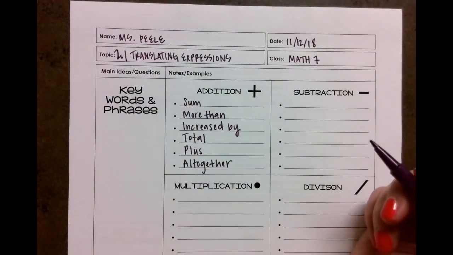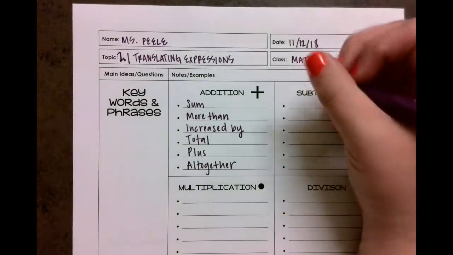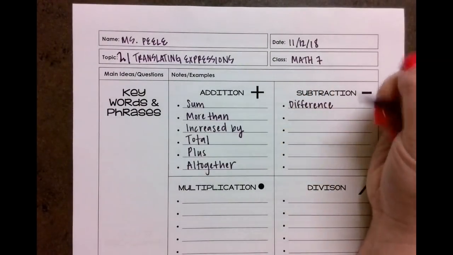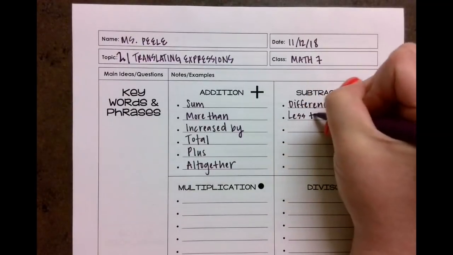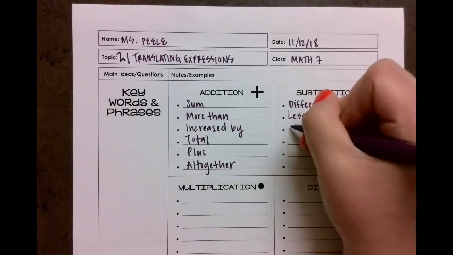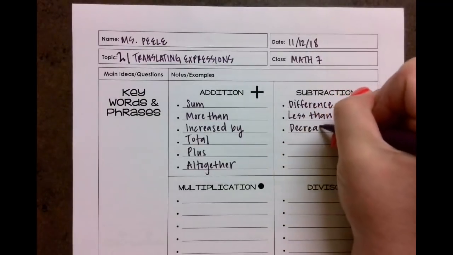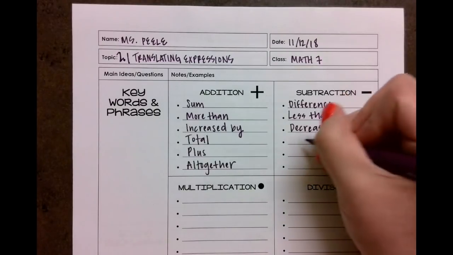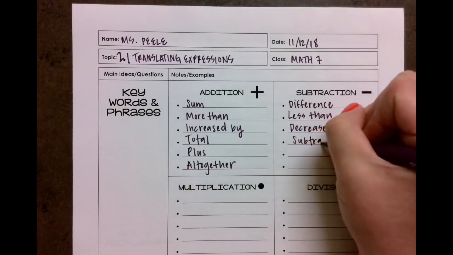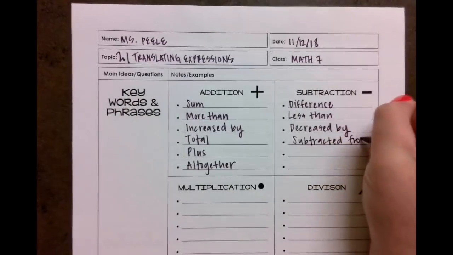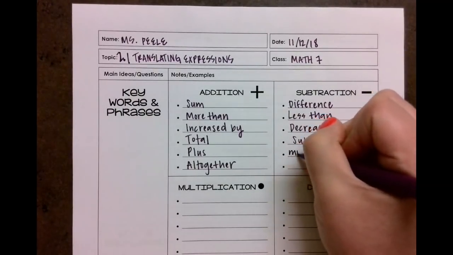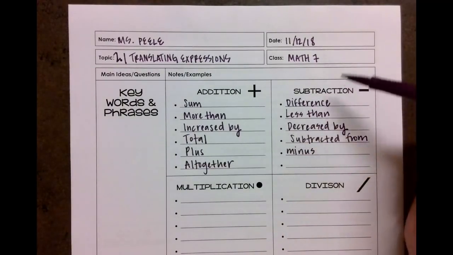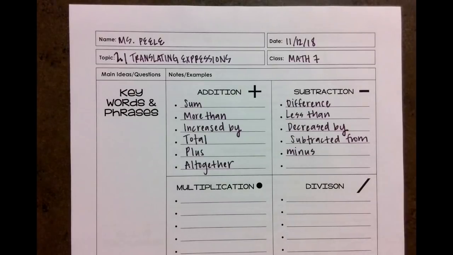Alright? So, what are some words that tell us that we're dealing with subtraction? Difference, less than, decreased by, subtracted from, and minus. So all these words, if you see these words anywhere, if you read these words, if you hear these words, they should tell you you're dealing with subtraction.